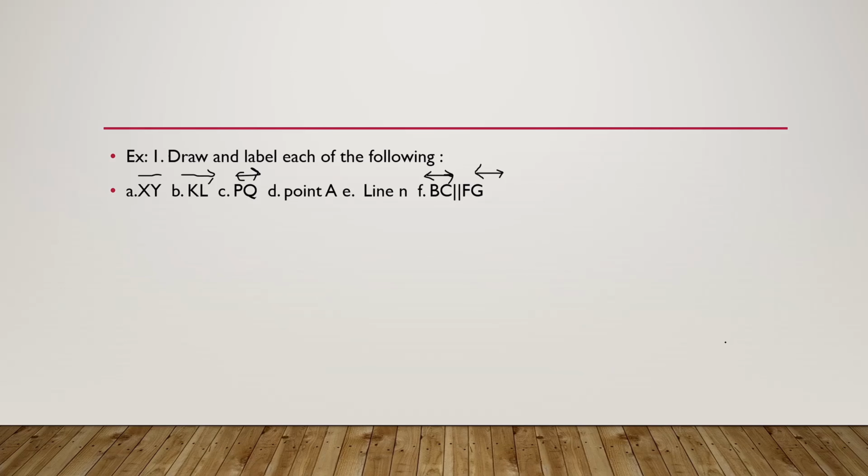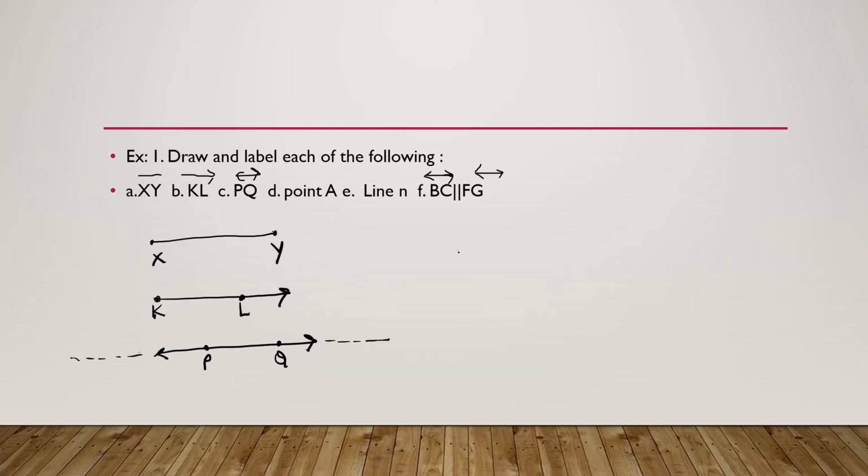We are going to do some examples now. Draw and label each of the following. XY is a segment. X and Y, it is showing the line segment. K and L: K is a fixed point, as I told you in the previous slide, and it can extend in the L direction, so it's a ray. PQ, with P and Q, is a line. This is P, this is Q, and both can extend in the P and Q directions.